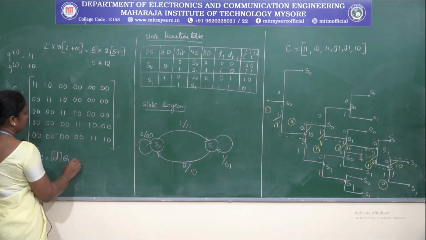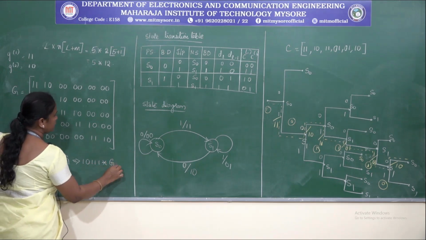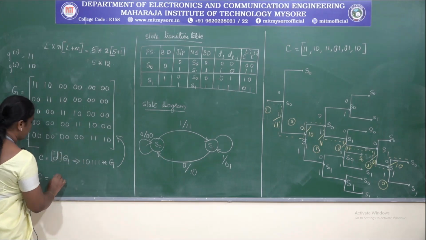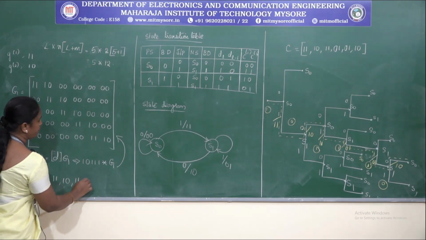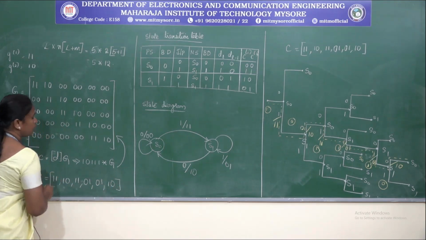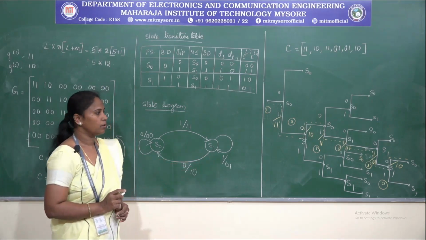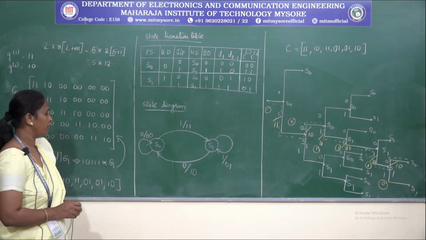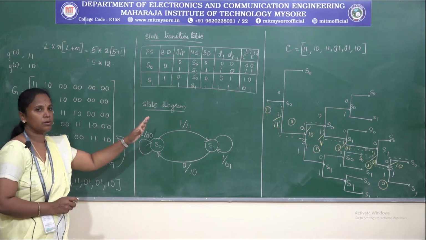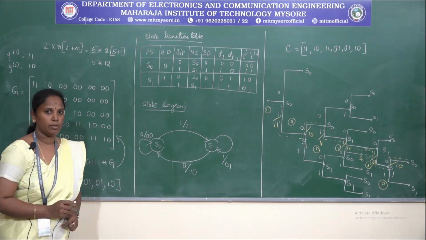So C is equal to D into G. What is your D? D is 1, 0, 1, 1 multiplied by G. G is nothing but this one. If you multiply that, you are going to get the same code. If you don't get the same code, that means you have made something wrong with respect to the code tree. So this is how we verify the code found from the code tree by using the time domain approach. Thank you.